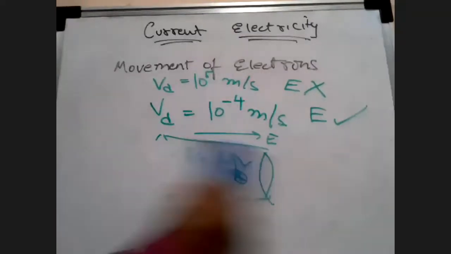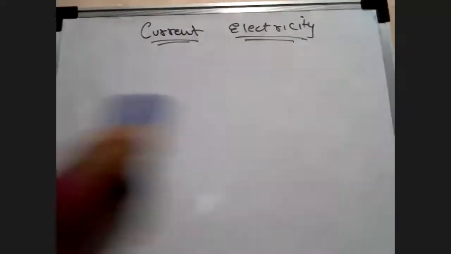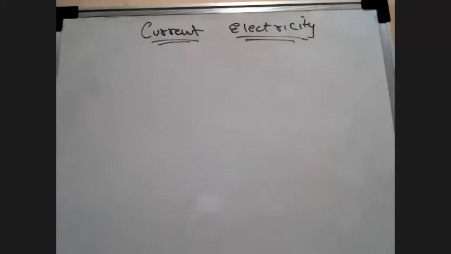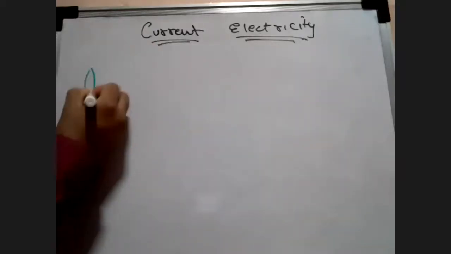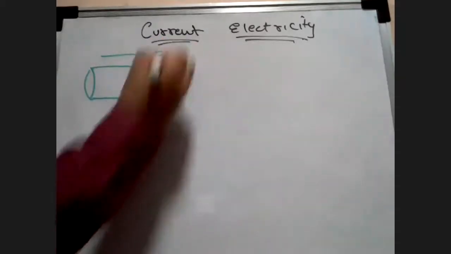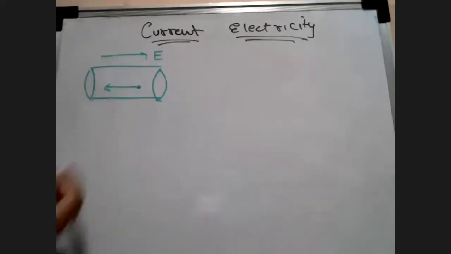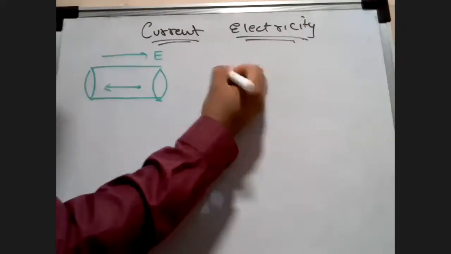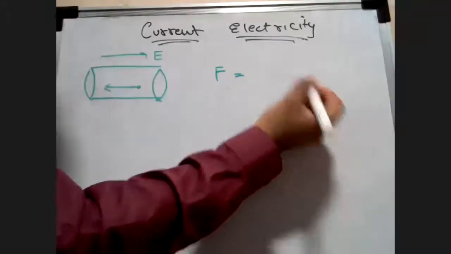Now let's come to a derivation. Let's say the force experienced by a charge in the presence of an electric field. You can imagine a conductor, and I put the electric field in this direction. So the force experienced by any charge over here is going to be in the opposite direction to the electric field. Can I write that force to be E times Q?